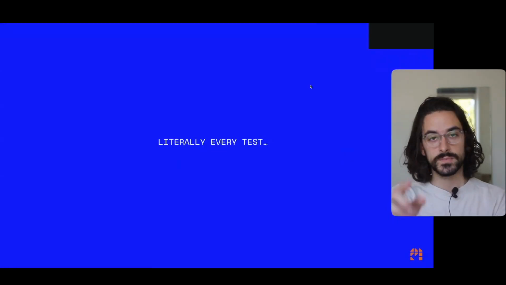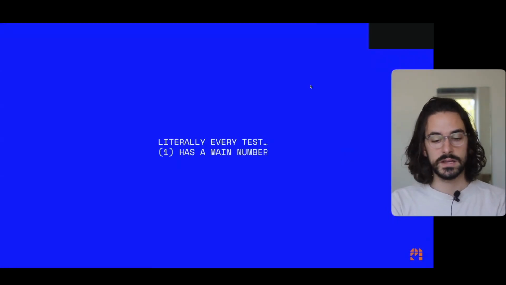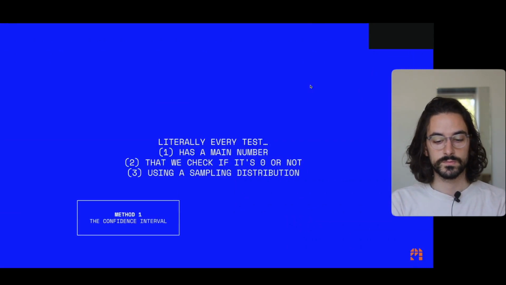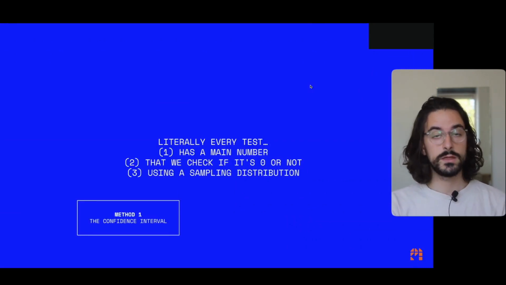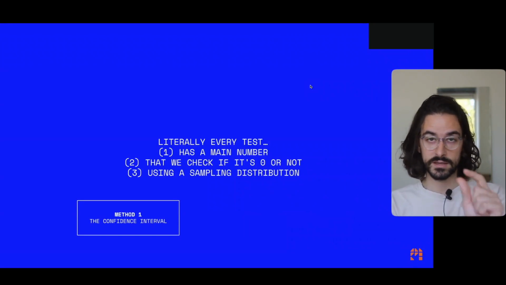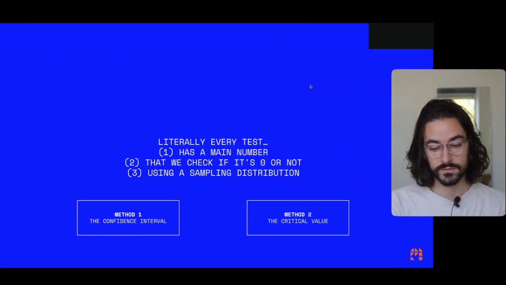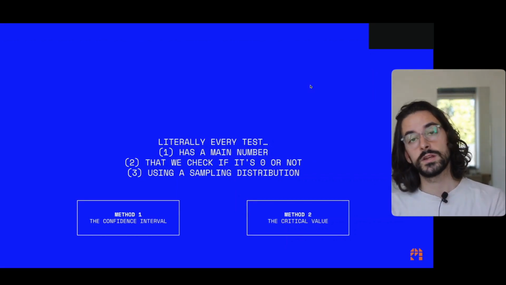So, recap. Literally every test has a main number that we check if it's 0 or not using a sampling distribution, either through the confidence interval and checking if 0 is inside that confidence interval, or the alpha one, or using the critical value.